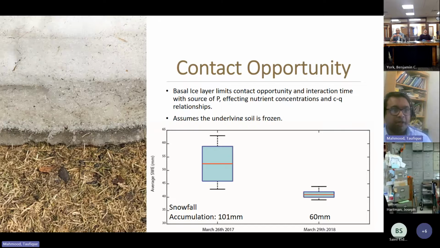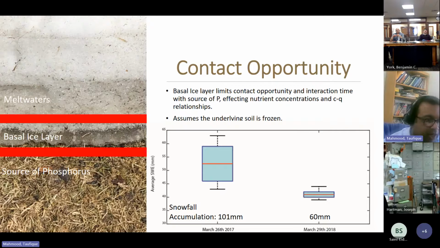We also hypothesized about the contact opportunity, and in the wet year we detected that a basal ice layer formed underneath our snowpack, which limits the snowmelt and soil contact opportunity. That might be one of the reasons for the lower phosphorus concentration in the wet year. In the dry year, this basal ice doesn't form and the soil is not as frozen as it is in the wet year, so there is more contact opportunity between the meltwater and the soil itself when the water is exporting to the channels.